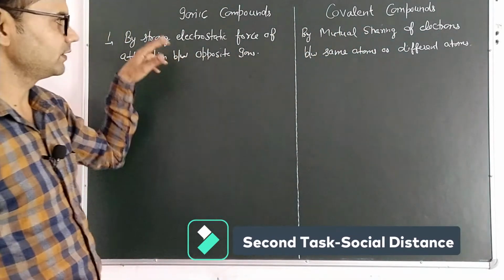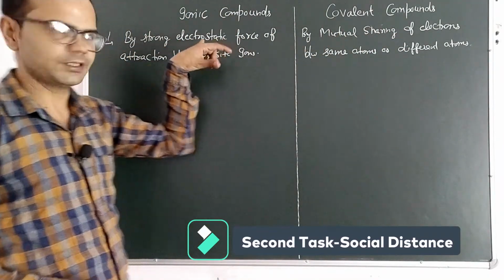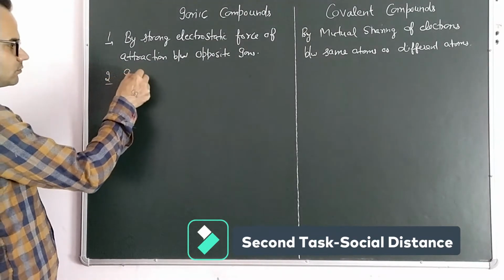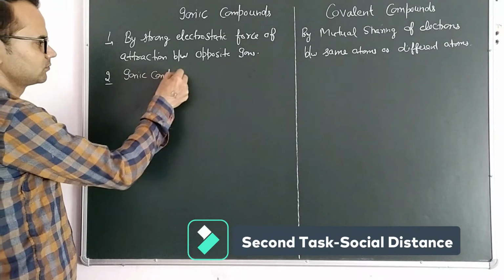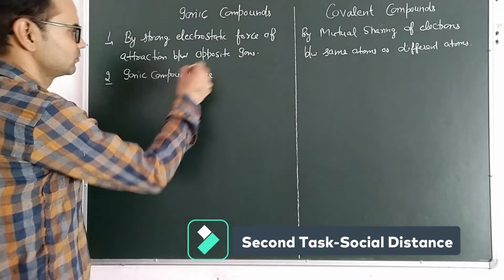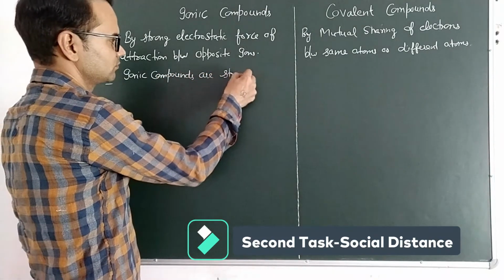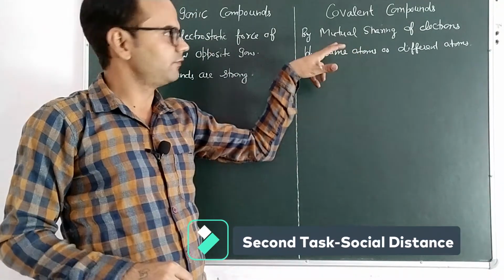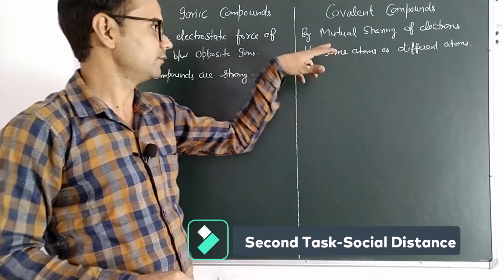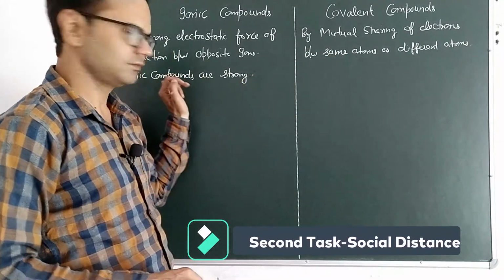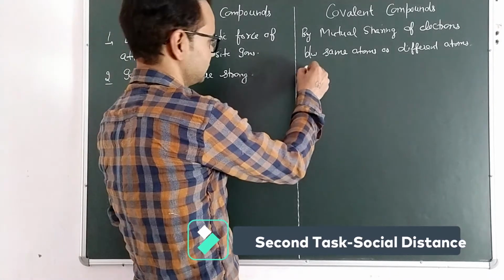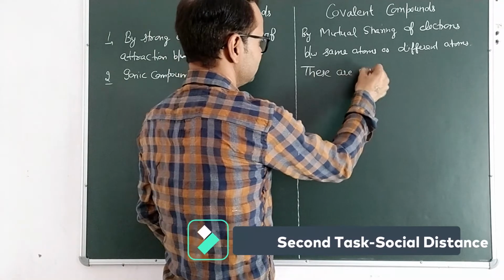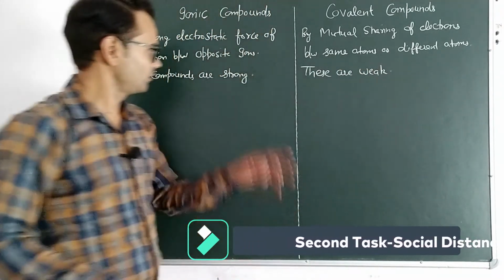The second property: due to the electrostatic force of attraction, ionic compounds are strong. Opposite of it, in covalent compounds there is a weak attraction force, so these compounds are weaker than ionic compounds. These are weak.